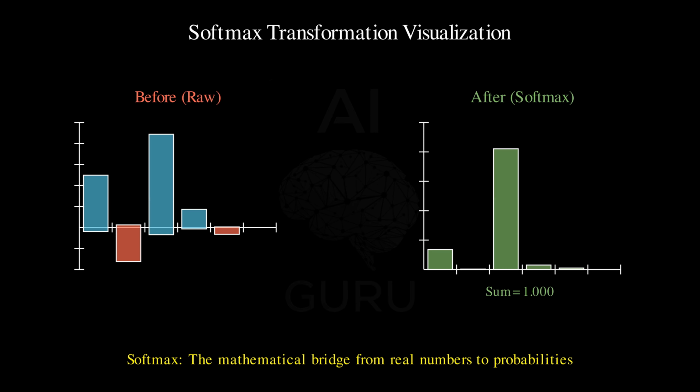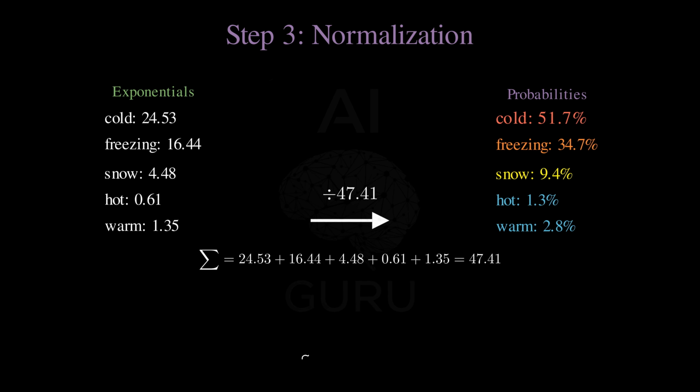Exactly. And finally, the normalization step. We take the exponentiated score for a specific word, and we divide it by the sum of the exponentiated scores of all possible words in the vocabulary. This division scales the values so they precisely represent probabilities, guaranteeing that the likelihoods of all possible next words sum up to 1.